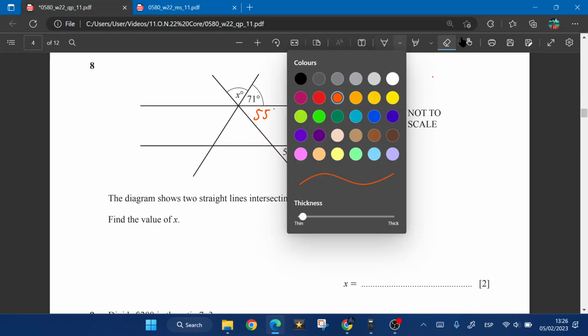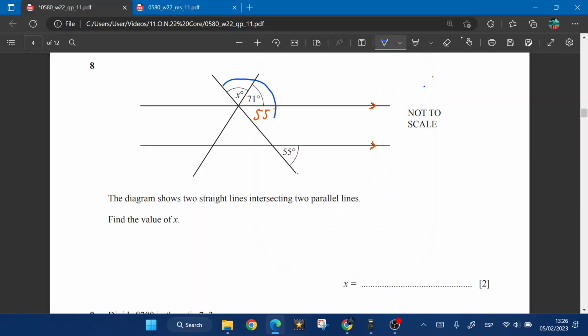So our next step would be to do angles on a straight line. Alright, meaning angle x plus 71 plus 55. What should that be? 180. Add that 71 and 55 together. What's that? 126, I think. And then you subtract 126 from 180. Okay, which would be 54.